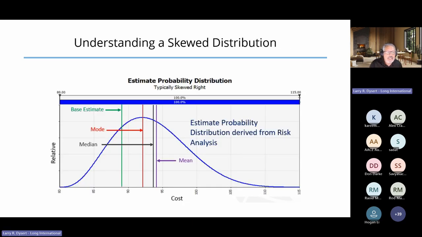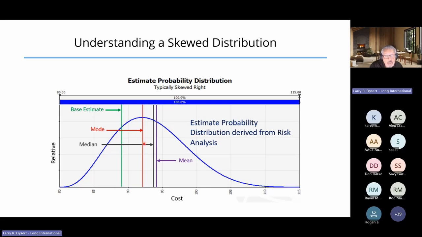In general, the results of our risk analysis is going to be this blue curve, a positively skewed distribution. And so we want to be able to understand these positively skewed distributions. Typically, our base estimate is going to be to the left of the mode. The mode is that single value within the distribution that has the highest relative probability of occurrence compared with any other value along our x-axis.